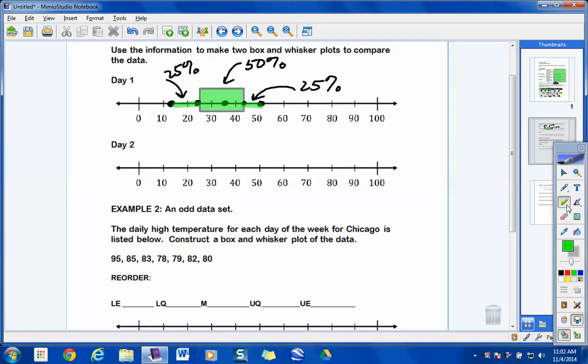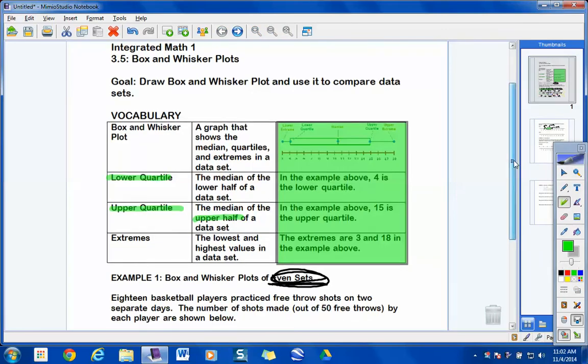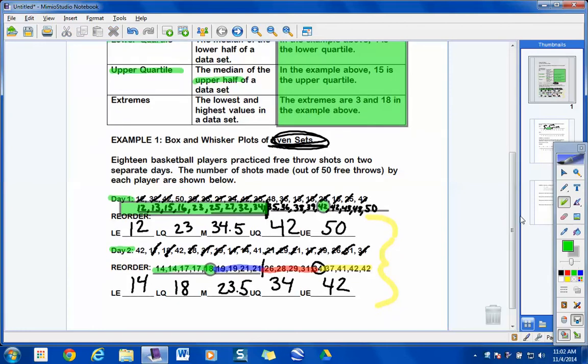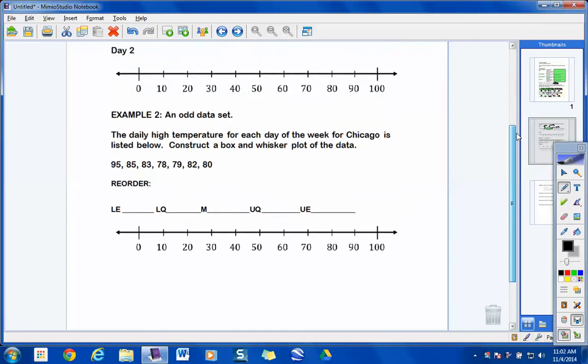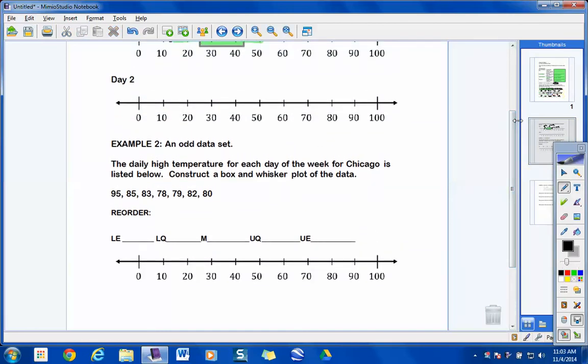All right, now plot the data for day 2 then. Okay, so go back to your data right here. I'm looking at these numbers right here. Day 2, help me plot this data, and I want to kind of make a comparison right here about what's going on. So, from the day 2 data on the first page, what was the lower extreme on the day 2 data? Lower extreme was 14, so I'll plot that about here.